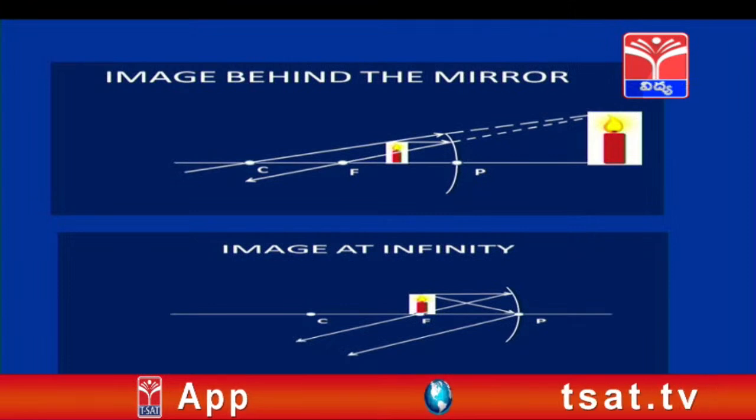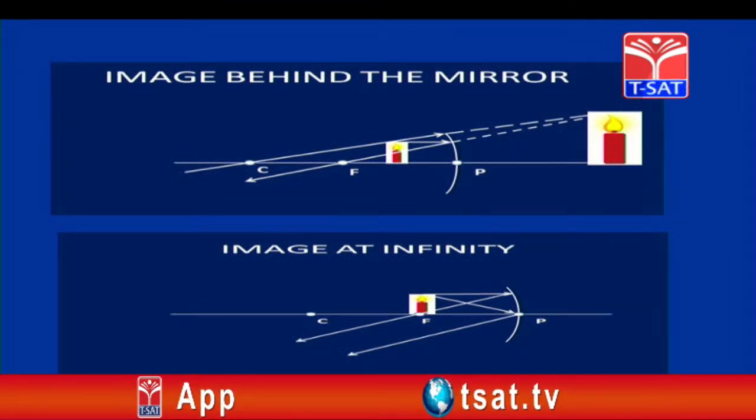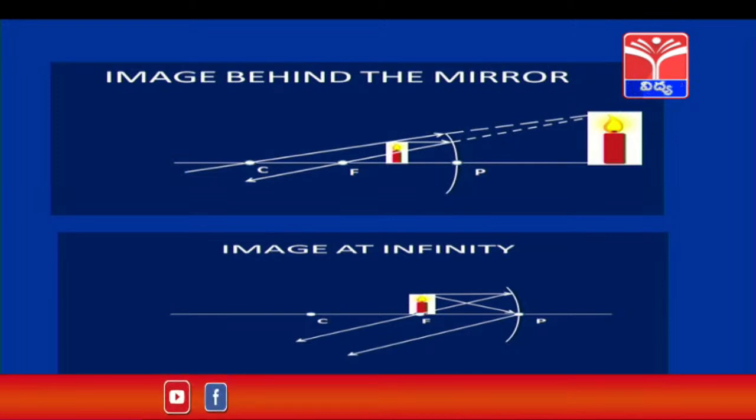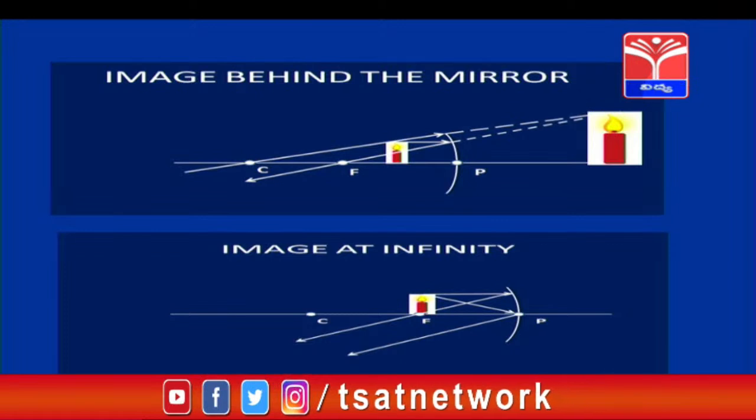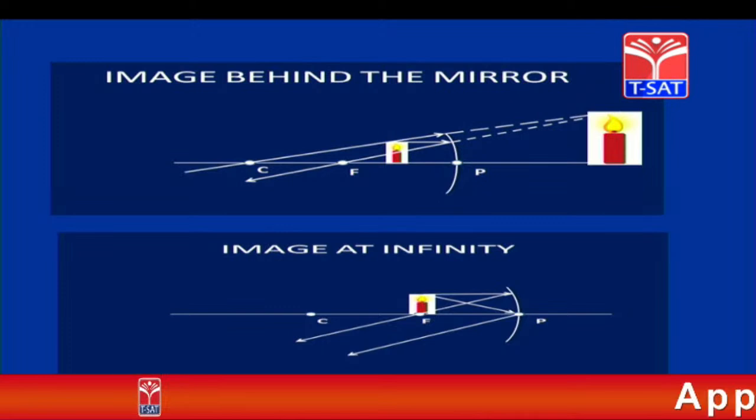Children, this is the first position. Look at the first diagram. The object was placed between P and F, that is, the pole of the mirror and the focus. The image is formed behind the mirror. So, children, if you observe here, we had to extend the rays backwards to get the image, which means that it is a virtual image. It is not a real image, children, it is a virtual image. It is much bigger compared to the object and it is upright and erect.